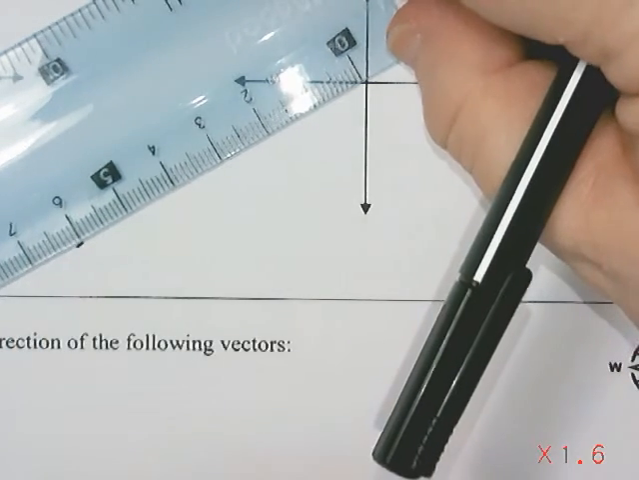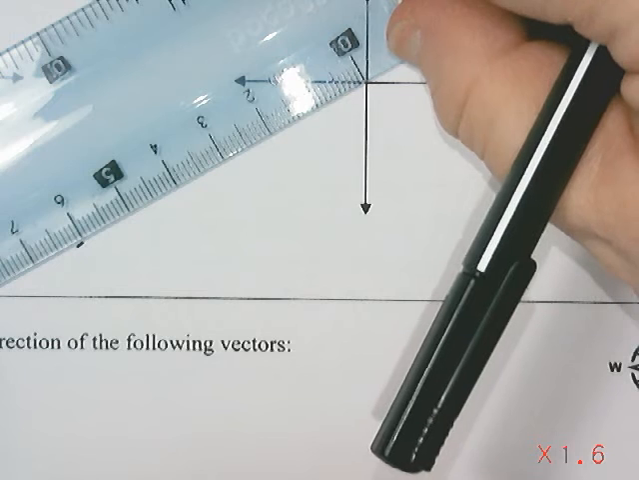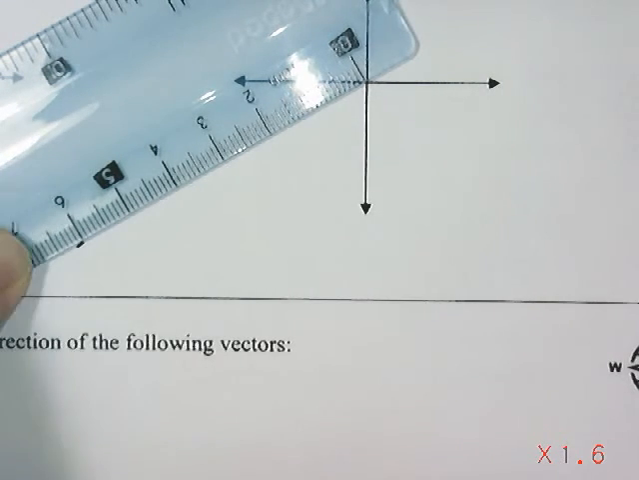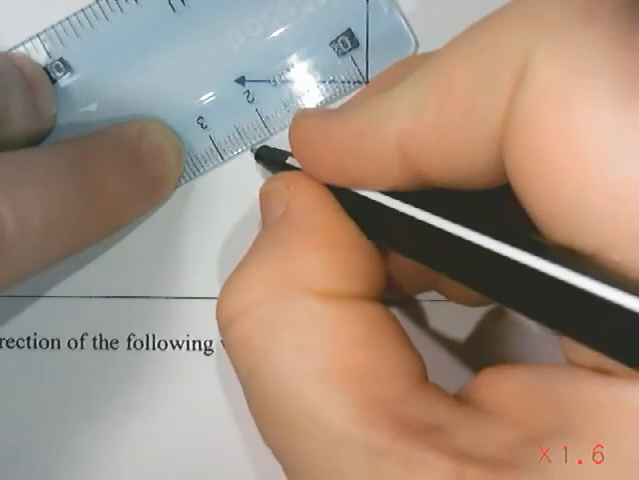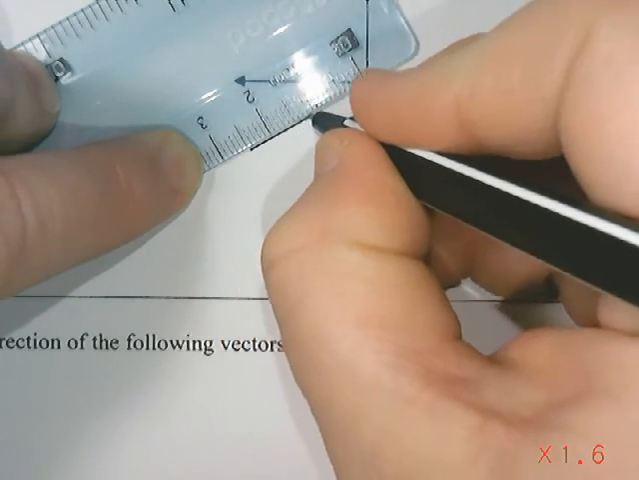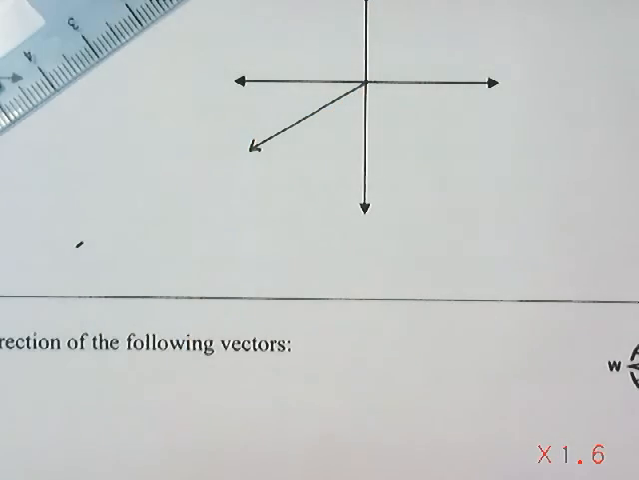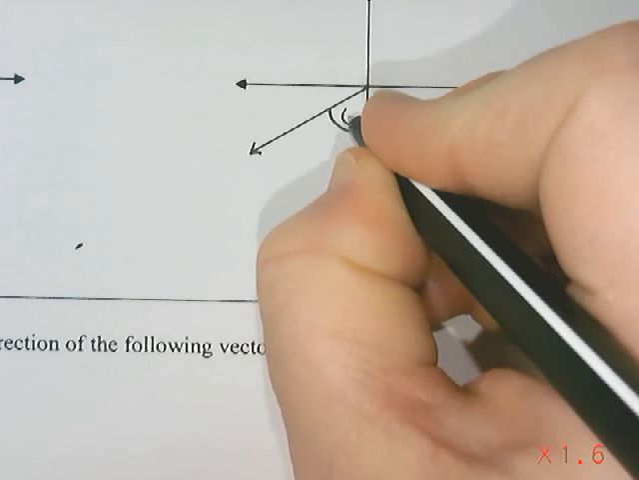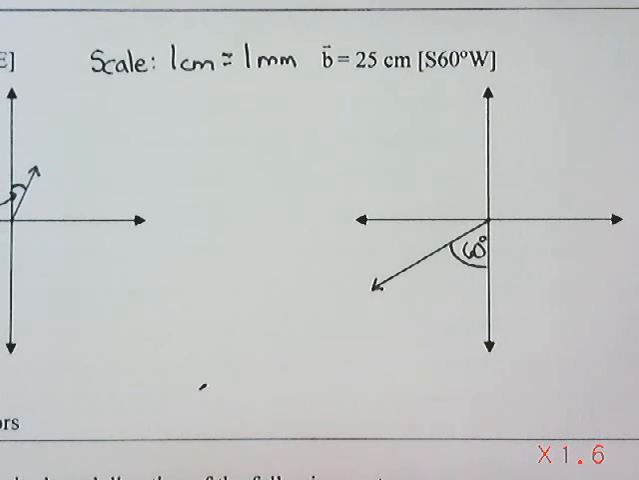Now, last time I did the scale that 1 centimeter was 1 millimeter when we drew it. I'm going to do the same one. So if I'm trying to do 25 centimeters, I'm going to draw 25 millimeters and just use the same scale we did last time. So there is my 25 centimeters. I put an arrow on the end, and this angle here was 60 degrees. And that's how I draw a vector.